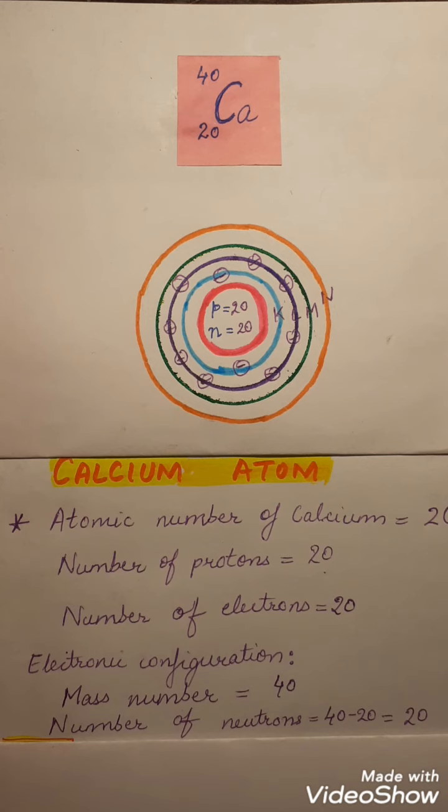It means the outermost shell or the valence shell of a chemically stable atom can accommodate a maximum of 8 electrons only, not more than that. For stability the atom needs 8 electrons. So the maximum capacity of the M shell is 18, but only 8 electrons are filled in the third shell. The remaining 2 electrons will go in the N shell.